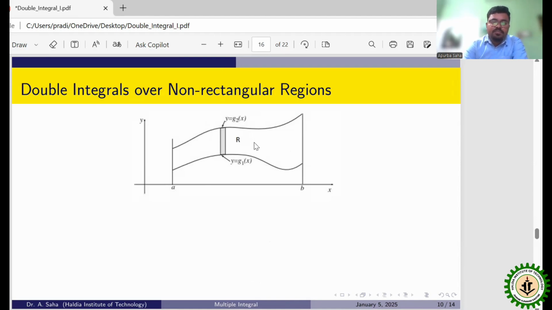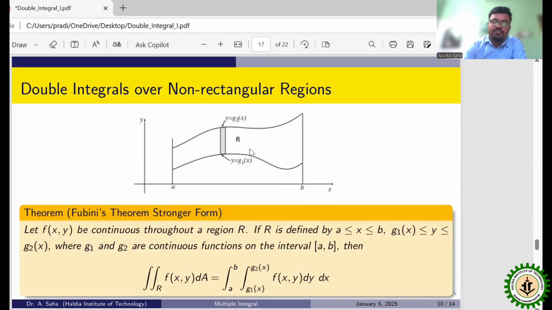Now, if we take the region R as non-rectangular regions, what does it mean? Suppose you have a region R which is not a rectangle, because y runs from g1(x) to g2(x), which are two functions of x, and x runs from a to b. So, Fubini's theorem, stronger form: let f(x,y) be continuous throughout the region R, where R is defined by x lies between a and b and y lies between g1(x) and g2(x), where g1 and g2 are continuous functions of x on the interval [a,b].